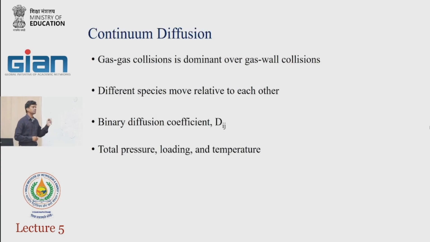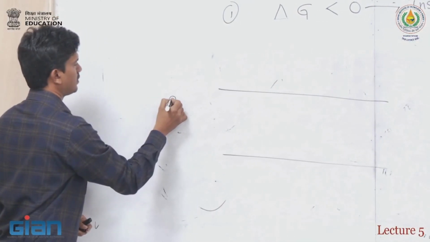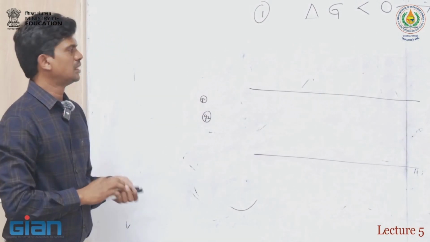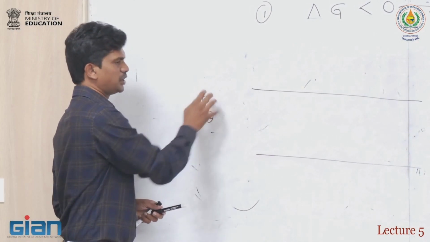So the next one, which is a very important one, is the continuum diffusion, right? The continuum diffusion is kind of opposite to what we learned in the Knudsen diffusion. Knudsen diffusion is when gas molecules are colliding with the solid, whereas the continuum diffusion is happening between the collisions between different species. That means that it's still in the pores only. You have gas 1 and we have gas 2, right? So we are trying to separate these two gases.